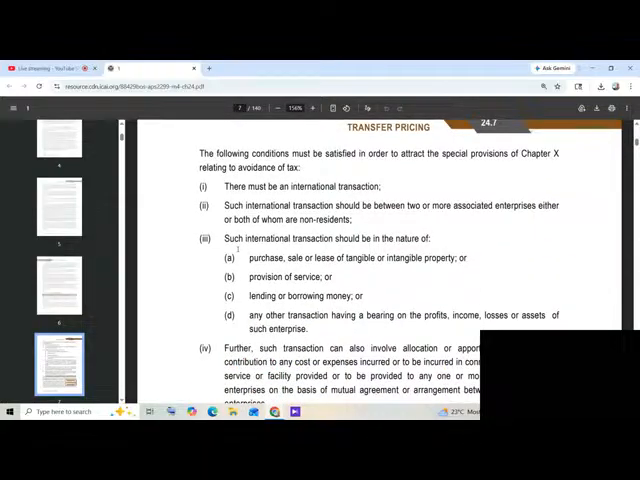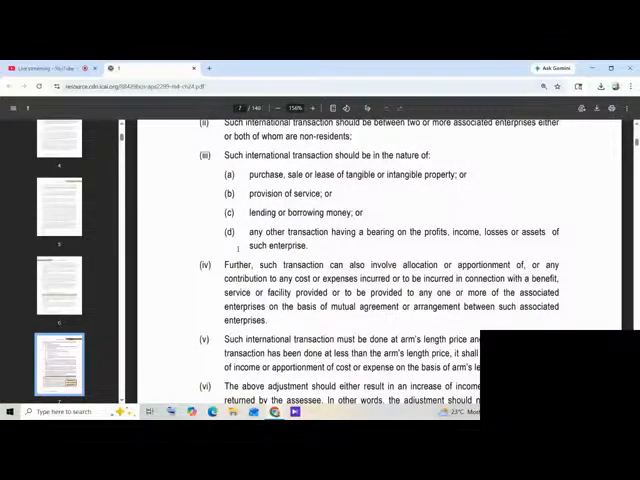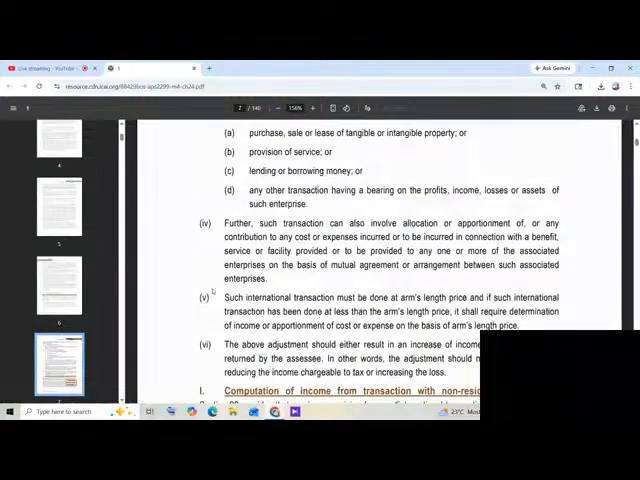The following conditions must be satisfied in order to attract the special provisions of Chapter 10 relating to avoidance of tax. There must be an international transaction. Such international transaction should be between two or more associated enterprises, either or both of whom are non-residents. Such transactions include sale or lease of tangible or intangible property, provision of service, or lending or borrowing of money, or any other transactions having a bearing on the profits, losses, or assets of such enterprise.